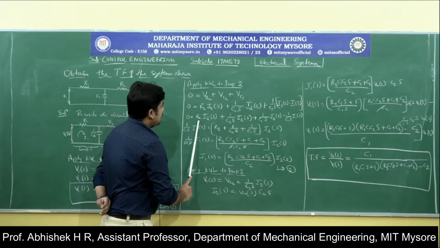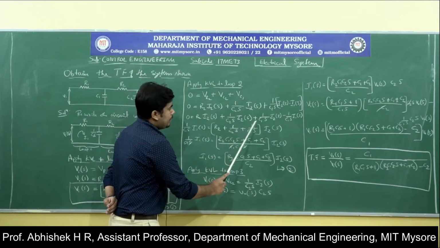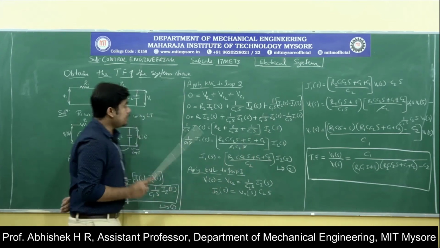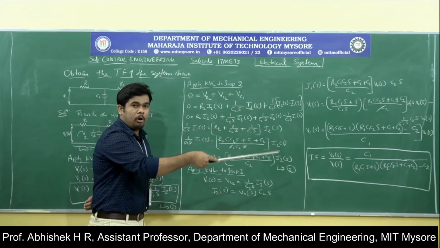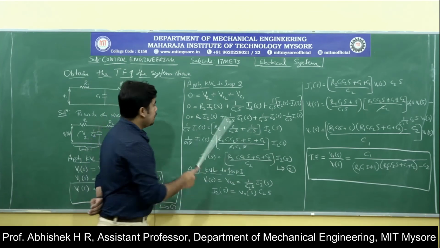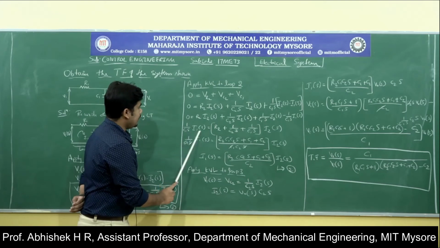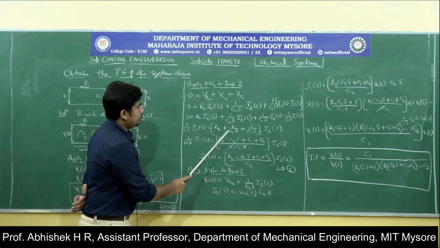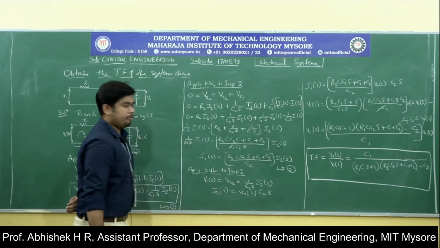Then I simplify this: R2 into I2 of S plus 1 by C2 into S I2 of S, plus here I have I2 of S minus I1 of S, because I have applied it for loop 2, so the current will be I2 of S minus I1 of S. For loop 1 it is I1 of S minus I2 of S. So I will simplify this with respect to I1 of S: 1 by C1S into I1 of S is equal to, if you simplify this, R2 plus 1 by C2 into S plus 1 by C1 into S, into I2 of S.